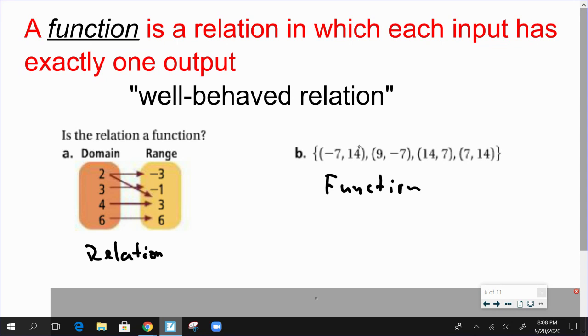Now notice, this one and this one both go to the same value. That's fine. And that's fine. You can do that, but you cannot have two x's going to the same place.